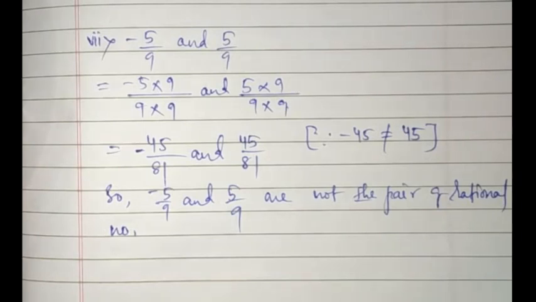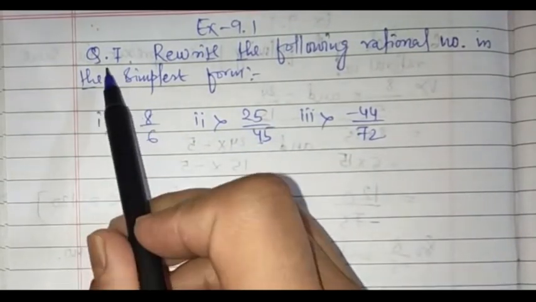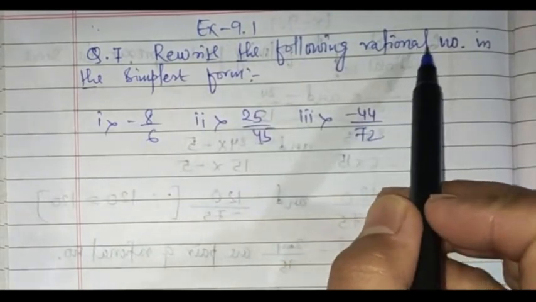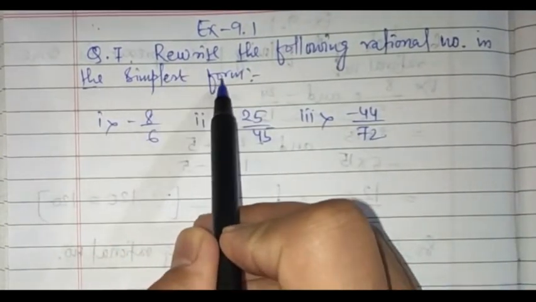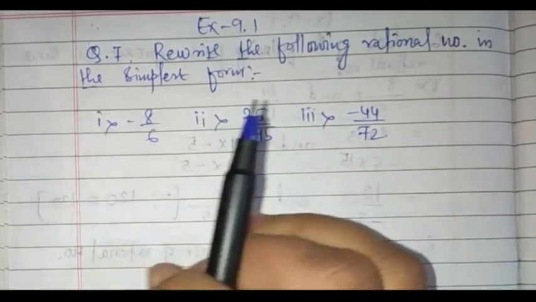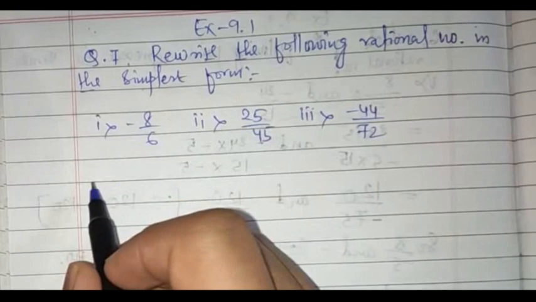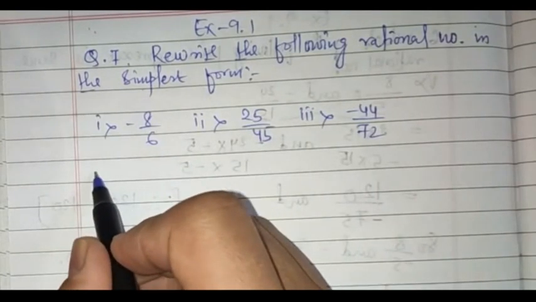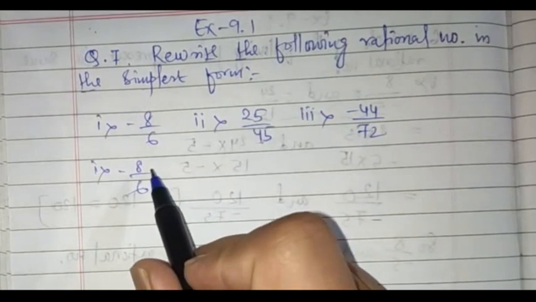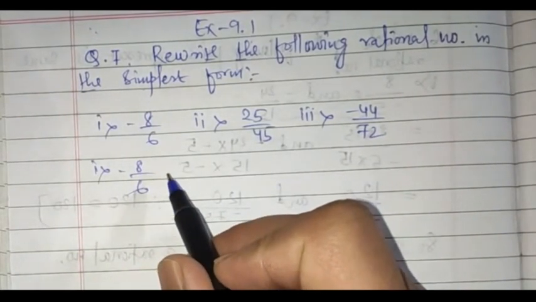Okay. So student, let us start our class assignment with question number 7. The question is to rewrite the following rational number in the simplest form. Okay, to convert the given rational number in the simplest form, I will show you the trick. Okay, I'll show you the technique to convert that. Okay, number 1, minus 8 by 6. So there are two options, a method to follow that.